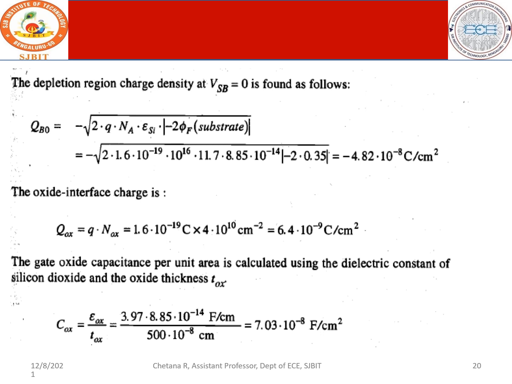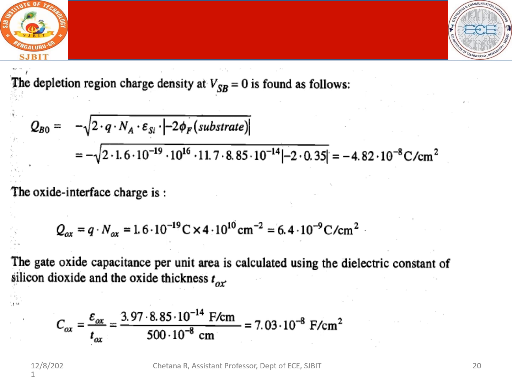that particular silicon material's permittivity into the permittivity of free space. So 11.7 is the permittivity of silicon. That has to be multiplied by epsilon naught, the permittivity of free space, given as 8.85 into 10 power minus 14. Phi f we have found out to be minus 0.35. That is multiplied 2 times, that is given as minus 2 into 0.35. That happens to be minus 4.82. So we have found out the depletion region charge.